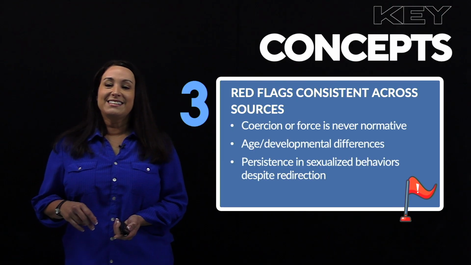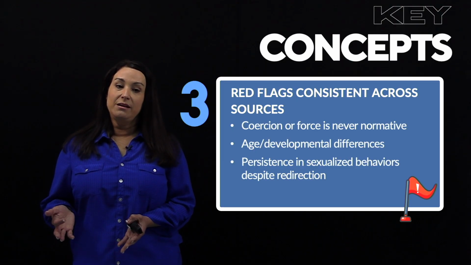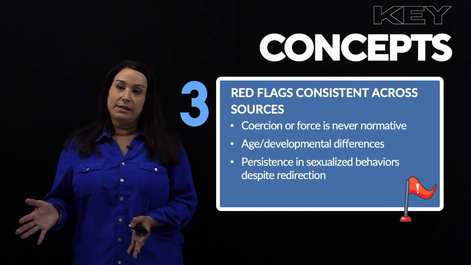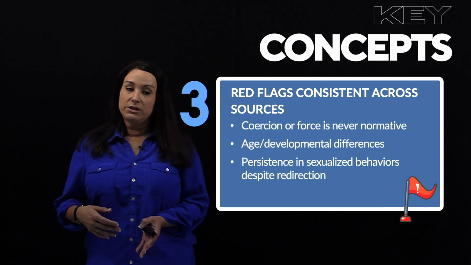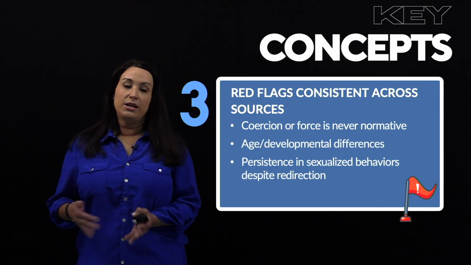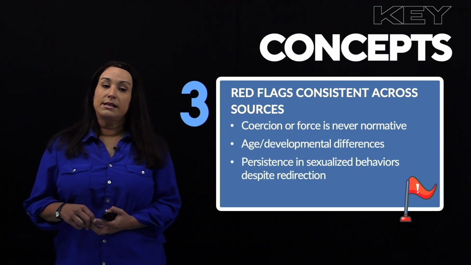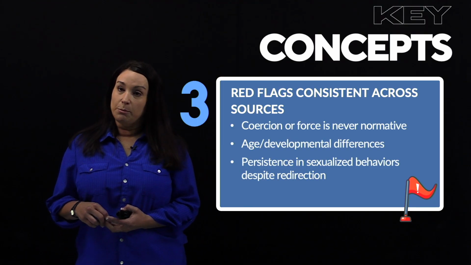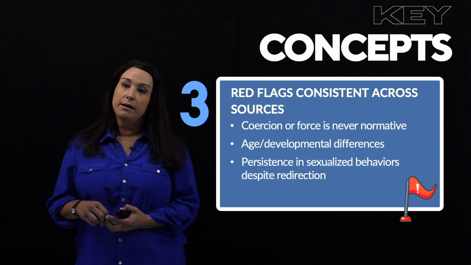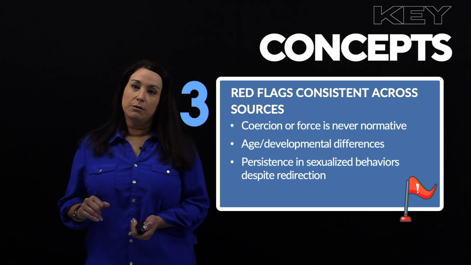Some red flags consistent across sources is that coercion and force is never normative, and that's across ages as well. Age developmental differences is also an important distinction. Typically, that's a 2-year age difference, but you would want to know your own state laws. Persistence in sexualized behaviors despite redirection by adults is also something that across ages is of concern and potentially in the problematic area.